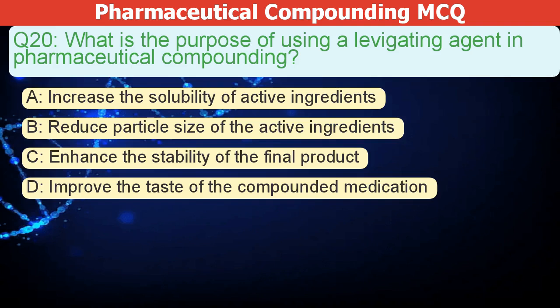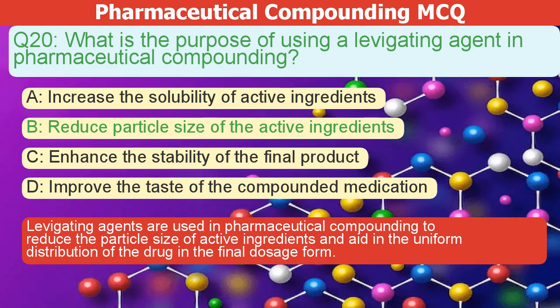What is the purpose of using a levigating agent in pharmaceutical compounding? A. Increase the solubility of active ingredients. B. Reduce particle size of the active ingredients. C. Enhance the stability of the final product. D. Improve the taste of the compounded medication. The correct answer is B. Levigating agents are used in pharmaceutical compounding to reduce the particle size of active ingredients and aid in the uniform distribution of the drug in the final dosage form.